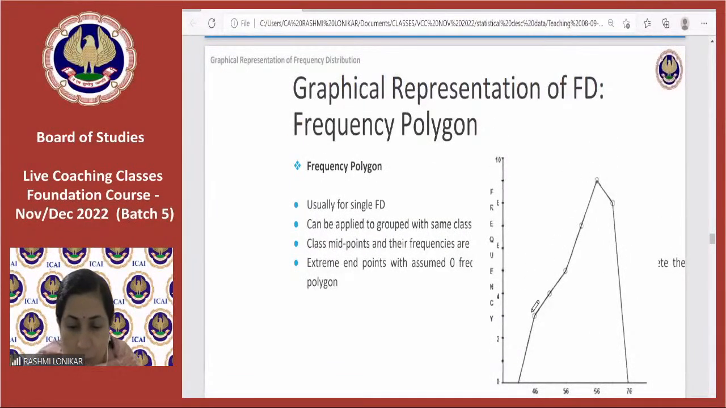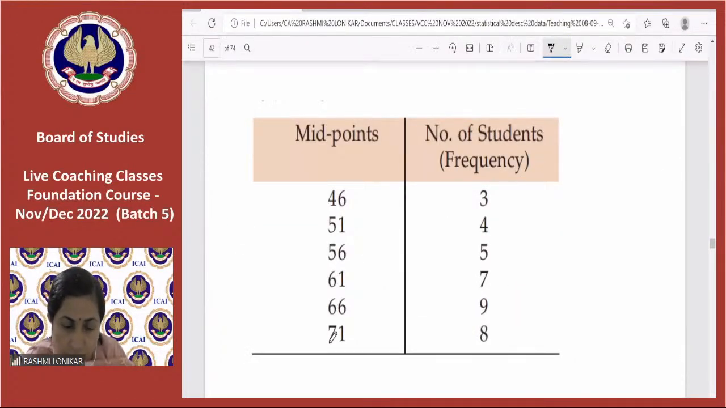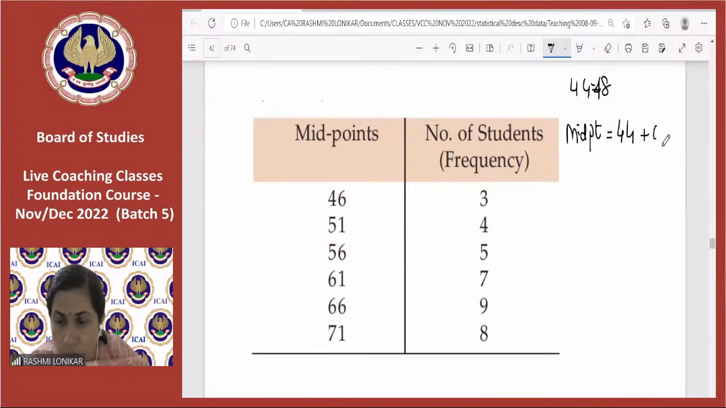And when I connect the midpoints of those bars, I am able to draw a frequency polygon. So I take the midpoints and write the number of students, and I get this. My first interval is 44 to 48. So what will be the midpoint? 44 plus 48 divided by 2, so this is equal to 46.